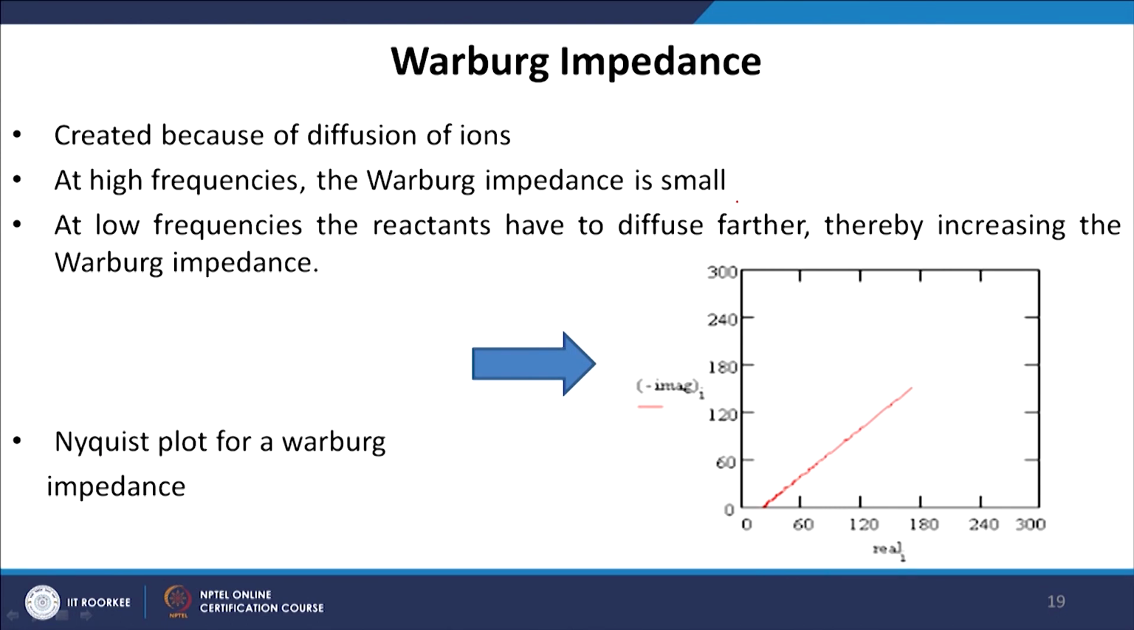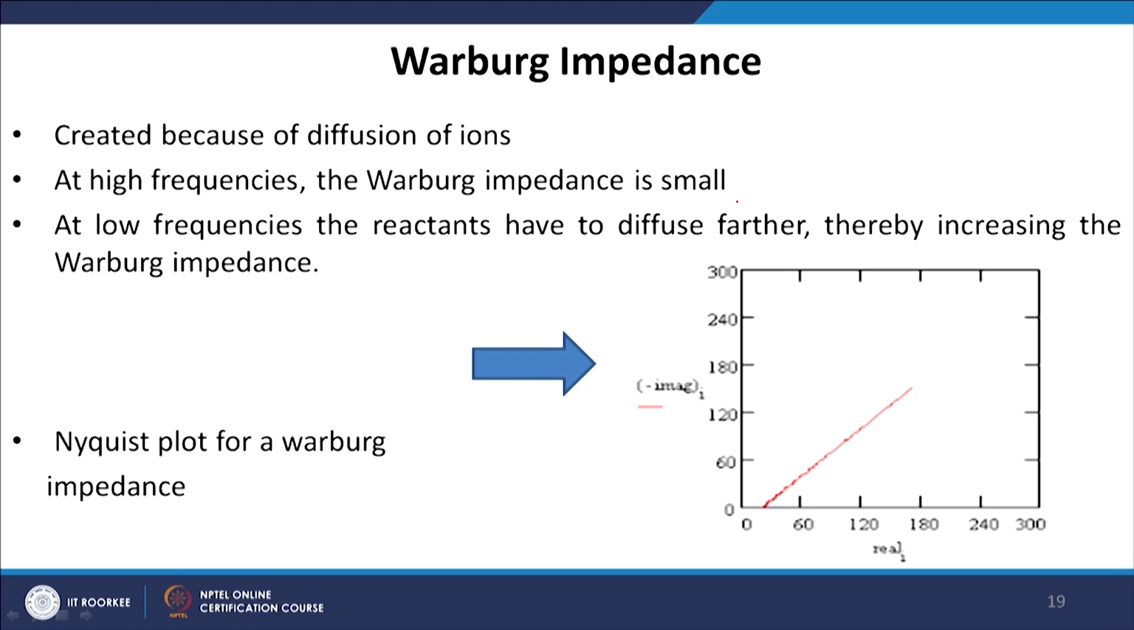So whenever we have an electrode-electrolyte interface, we will have a double layer capacitance and some possibility of charge transfer resistance. One more important thing is the Warburg impedance. This Warburg impedance is created because of the diffusion of ions. The ions can diffuse inside the solvent in the system, and because of this diffusion, the Warburg impedance, the spike, comes.